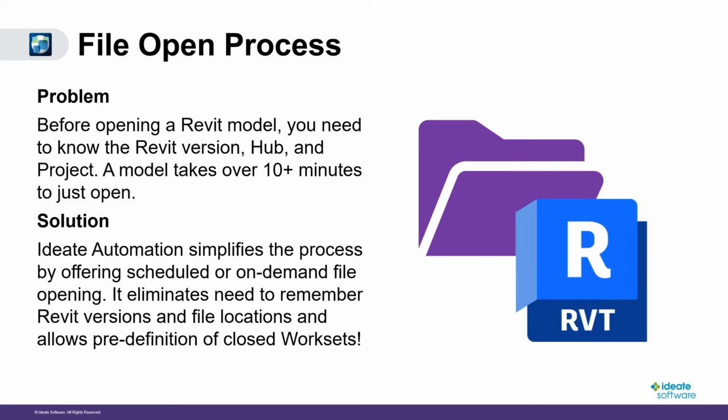So the idea here is that automation would be installed on all users' machines, and you're able to run it on demand to open the model. It allows you to search just by name what the model is and open it without remembering the version or location. You also define the work sets before you open that model. And you're able to schedule it. So let's say you have a model that you want to open at 8:30 a.m. before you get in at 9, that's also possible.